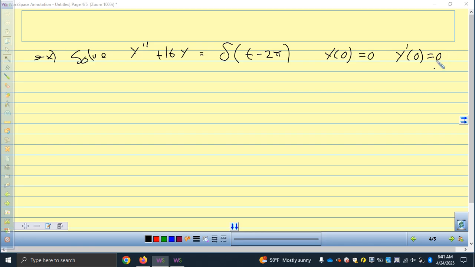So we can imagine this. This is a spring mass system with no damping. So this is a spring mass system that is at rest with 0 displacement and 0 initial velocity, that at time equals 2 pi gets driven with a very large magnitude force.